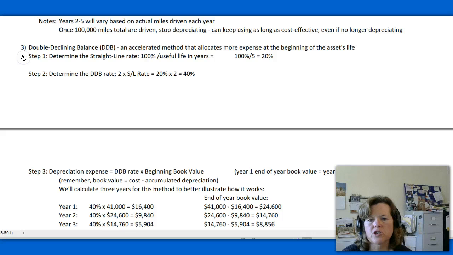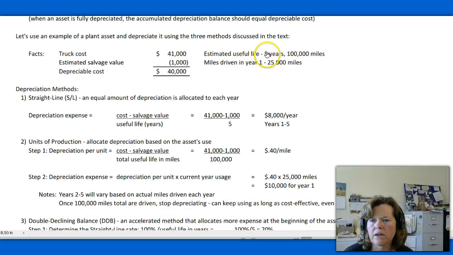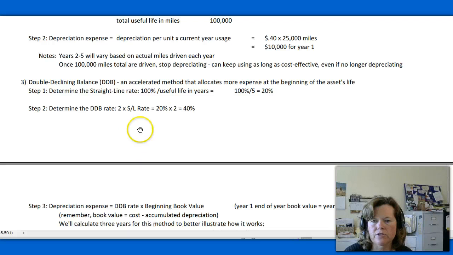The first step, we determine the straight line rate, and that is 100% divided by the useful life in years. If you recall from up here, we're told that our estimated useful life is 5 years. So we take 100% divided by 5, 20% is our straight line rate. So if we were depreciating this on a straight line method, we would depreciate 20% per year.